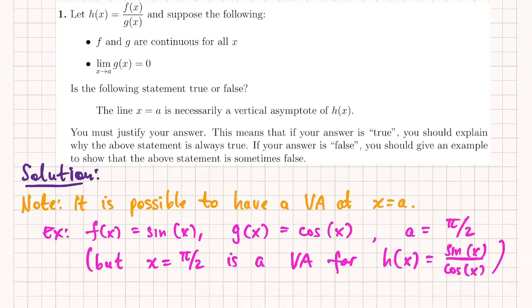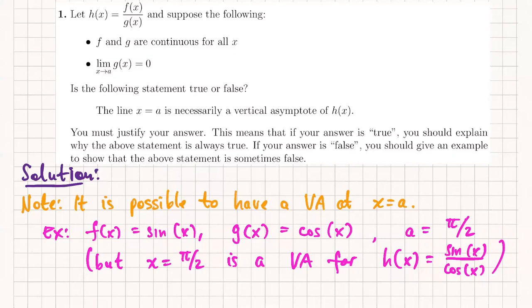So it is possible to have a vertical asymptote, right? In fact, we've actually seen in section 2.4, if you plug in the number and the denominator is 0, very often you do have a vertical asymptote. But the question is still false.